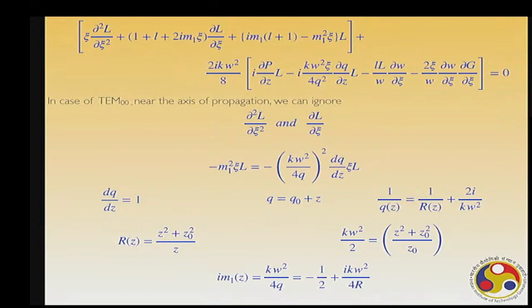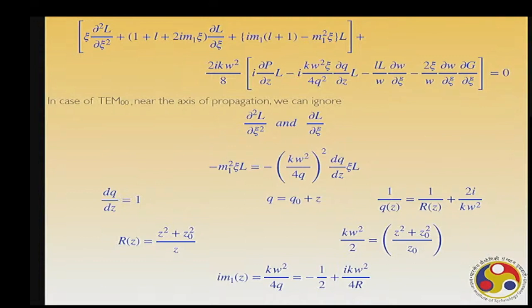So del q by del z comes from the paraxial Helmholtz equation. The beam cannot diverge at infinity; at infinity it should converge. So del q by del z is going to guarantee that the beam has a finite value when z tends to infinity. Now, analogous to the Gaussian beam, I have written 1 by q z, and you can show explicitly that q z can be expressed as 1 by r z plus 2i by k omega square.